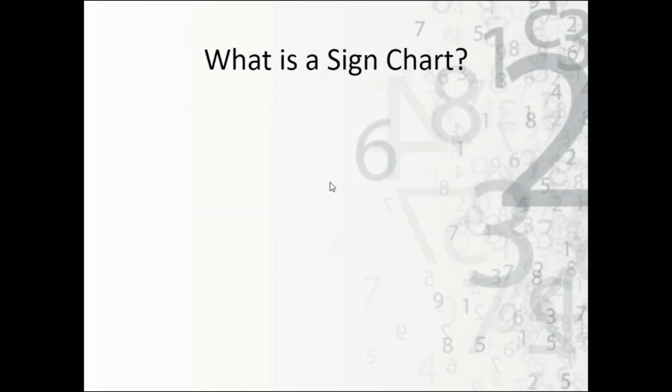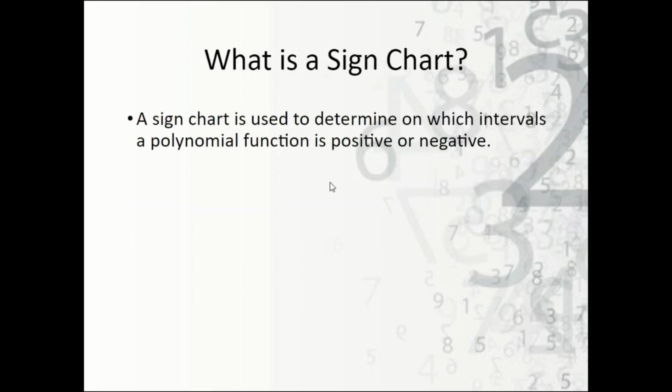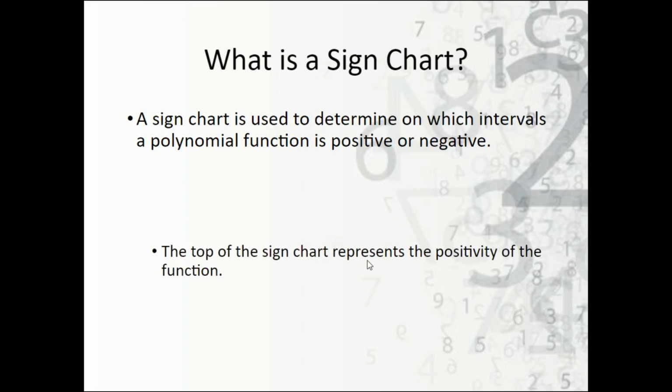Now, what is a sign chart? A sign chart is used to determine on which intervals a polynomial function is positive or negative. So we talked about positive and negative intervals. Now we're going to use a graphical display to show where it's positive and where it's negative and when it changes between them. So the top of the sign chart represents the positivity of the function. So is it positive or negative? So we have positive, 0, negative, 0, positive. So that means it goes from positive to negative to positive, and these are my x-intercepts.